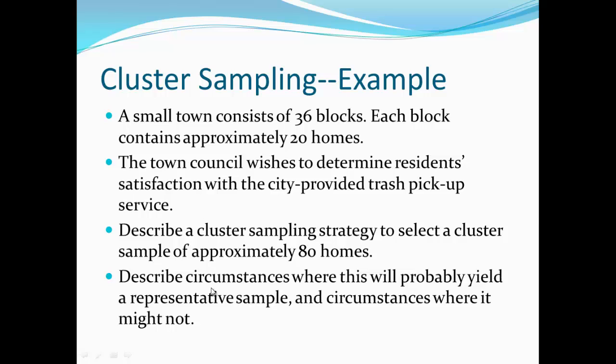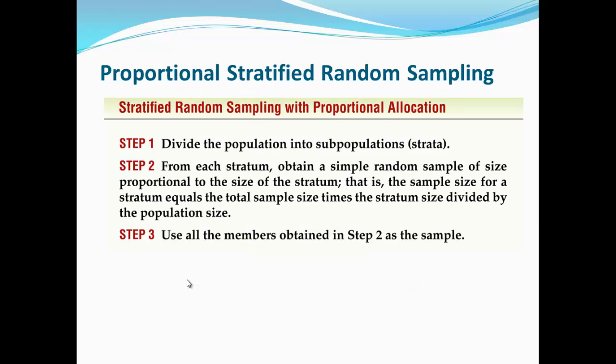So circumstances in which this cluster sampling technique would work well would be if the blocks are relatively homogeneous. On the other hand, it probably will not work well if there's a large difference in the blocks as you move from one area to the next. We'd want to be a little more careful, a little more intentional about how we choose the blocks in those regions. A way that that is done is known as the proportional stratified random sample.